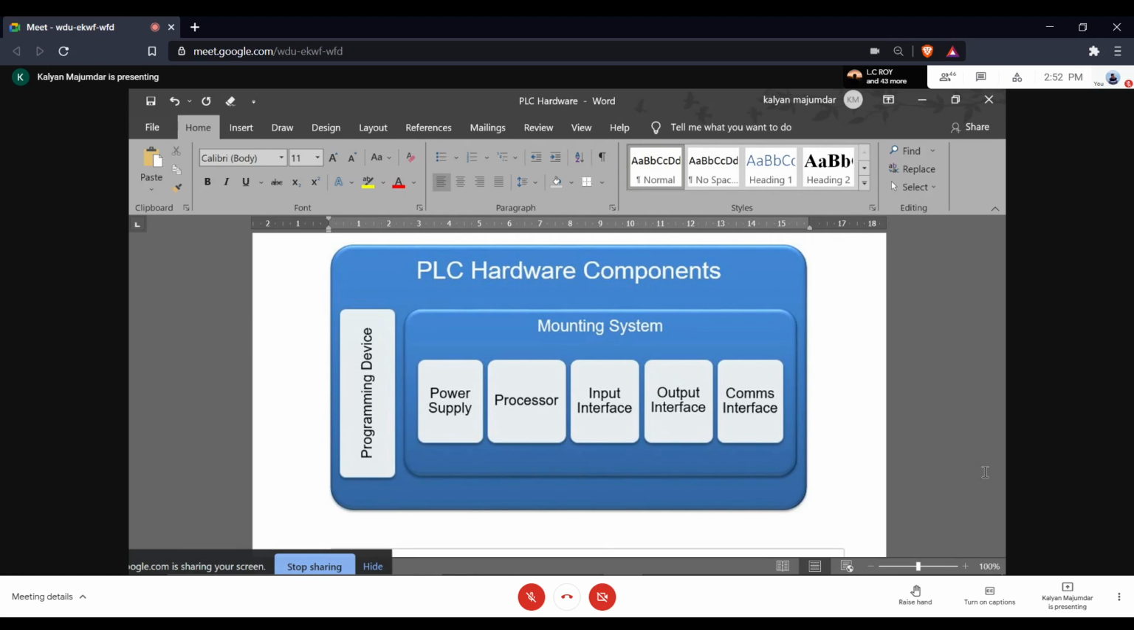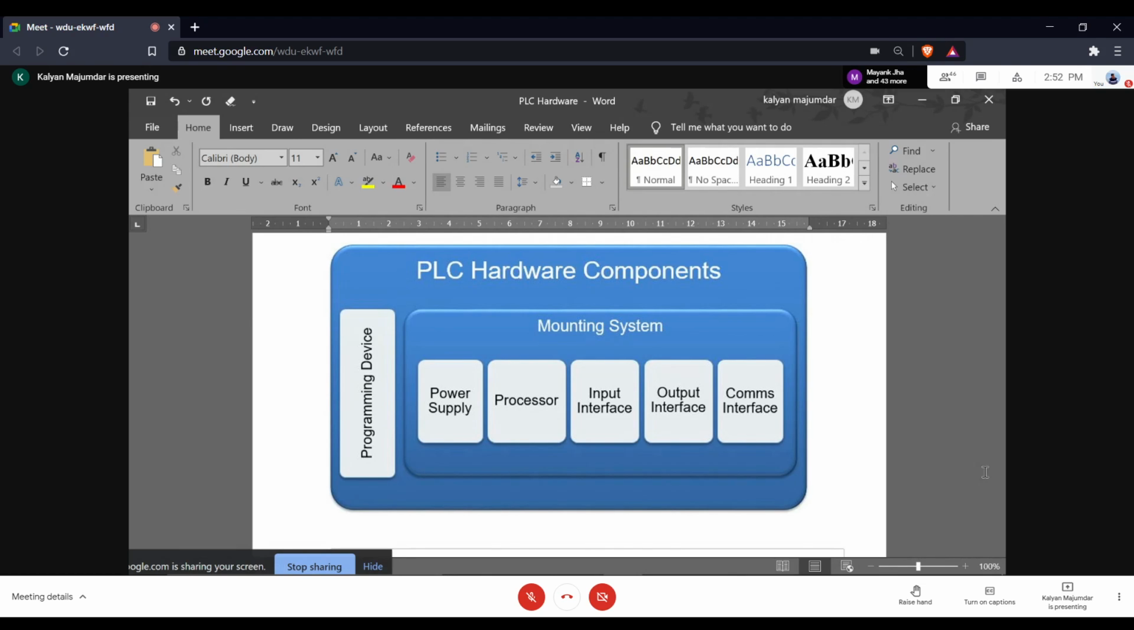For example, if you have a signal from any kind of a transmitter, all transmitters provide a 4 to 20 milliampere signal. It's a continuous signal, it's an analog signal. If you have a signal directly from a thermocouple, from an RTD, or from a load cell, which is a millivolt signal, all such signals are continuous signals or analog signals.